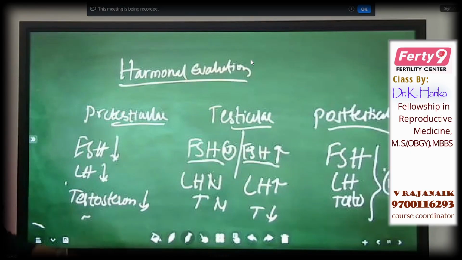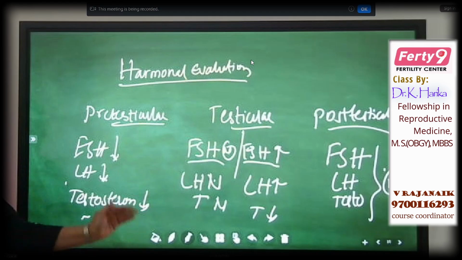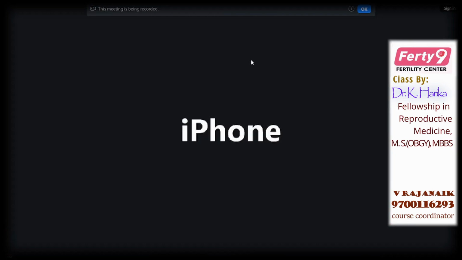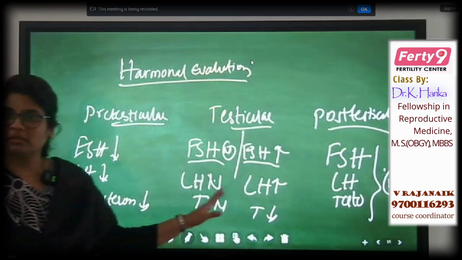In hypo-hypo, both are less. In post-testicular, all are normal. In testicular only, sometimes FSH might be increased. In most cases FSH is increased, and in a few cases FSH might be normal. Okay? Is it clear?